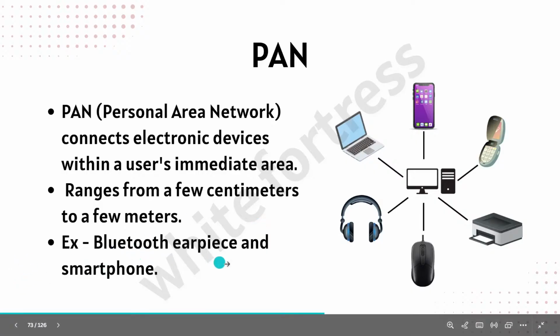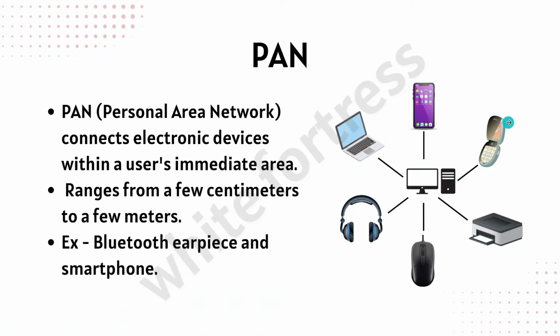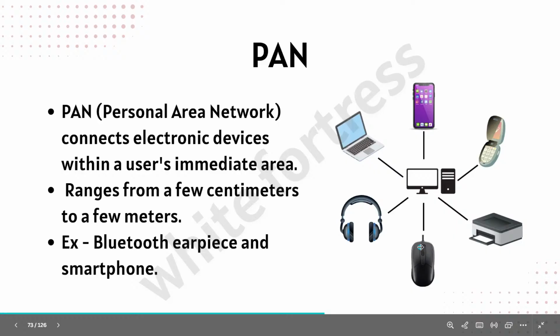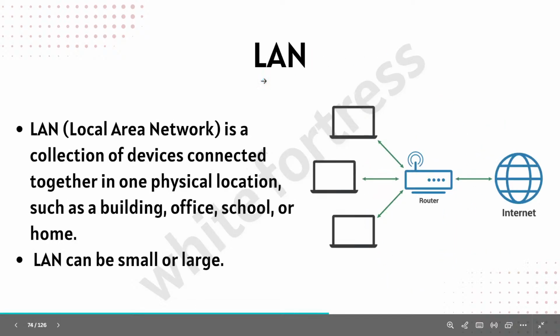So this is also an example: Bluetooth earpiece plus a smartphone connected to each other. That is the example of your PAN. Here also you can see printers connected to the PC, mobile phone connected to your Bluetooth, and your laptop connected to your headphones or your earphones. Wireless mice are also available these days. So this is a PAN.